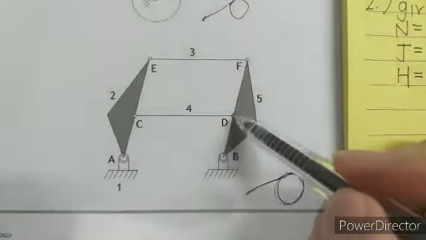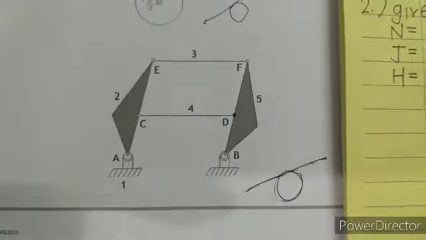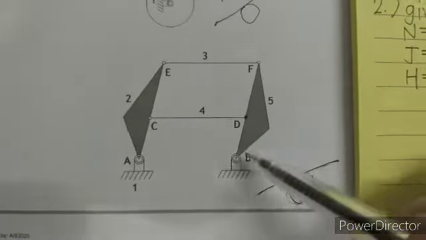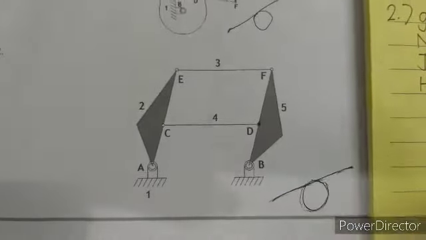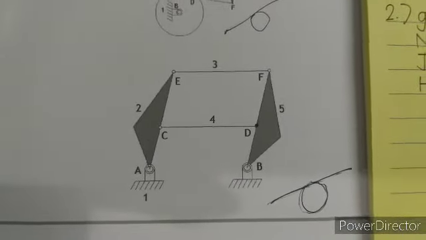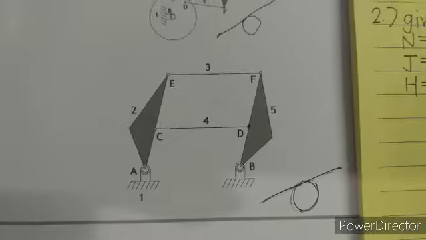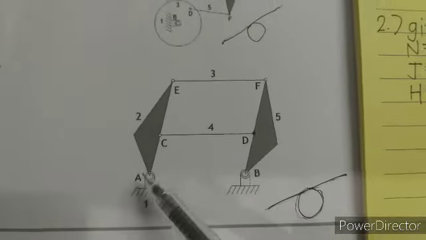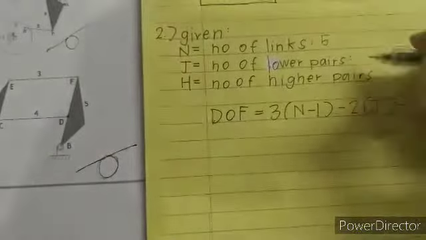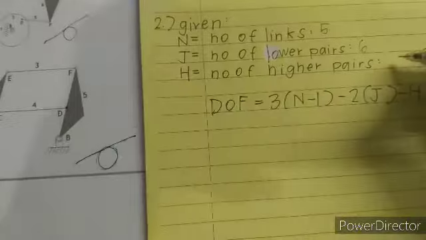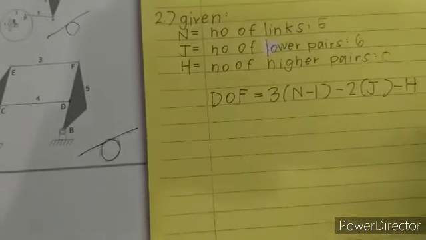It only connects on a specific joint. Therefore, all of these pairs are lower pairs, and all of these pairs are revolute pairs. Yet again, let's count the number of pairs. We have 1, 2, 3, 4, 5, and 6. So the number of lower pairs would be 6, and the number of higher pairs again would be 0.